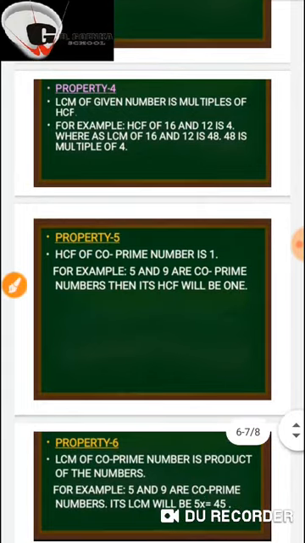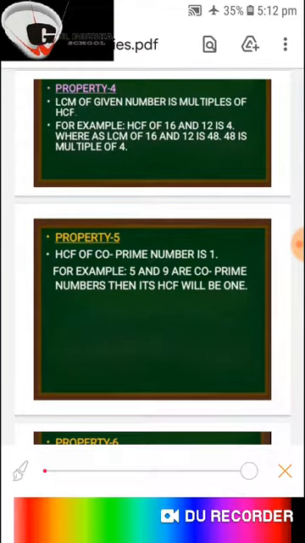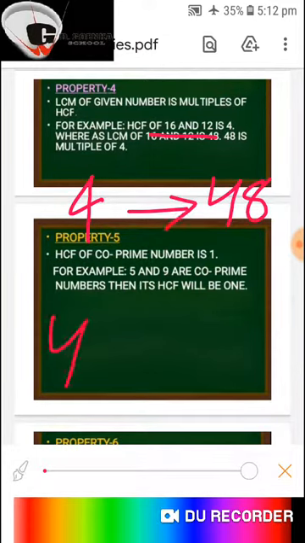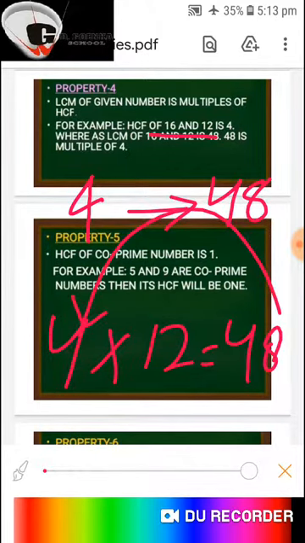Property 4. It says that LCM of given numbers is a multiple of HCF. That is, if we have numbers, for example, 16 and 12 here, their HCF is equal to 4 and their LCM is equal to 48. So you can see that 48 is a multiple of 4. So LCM of given numbers is always a multiple of HCF.